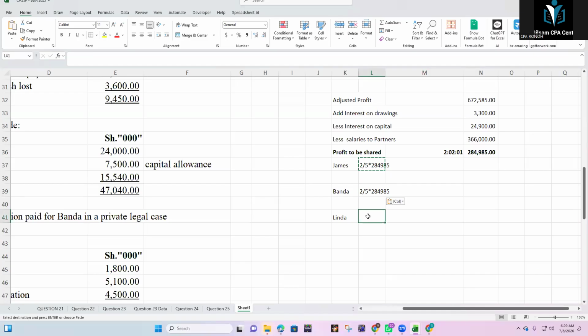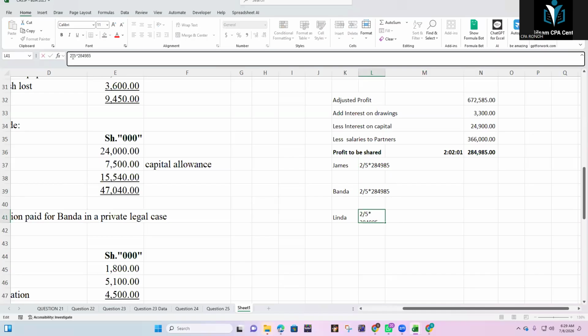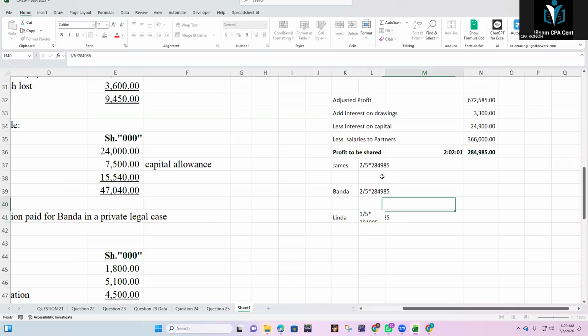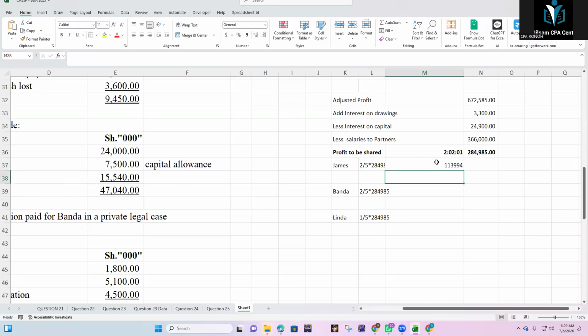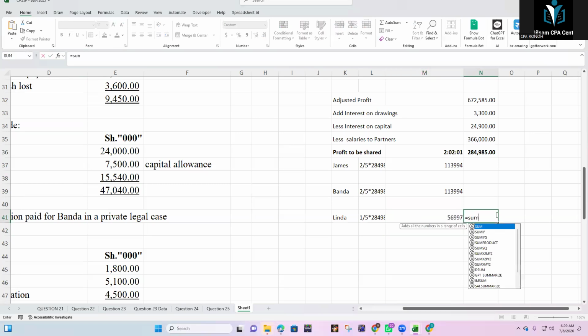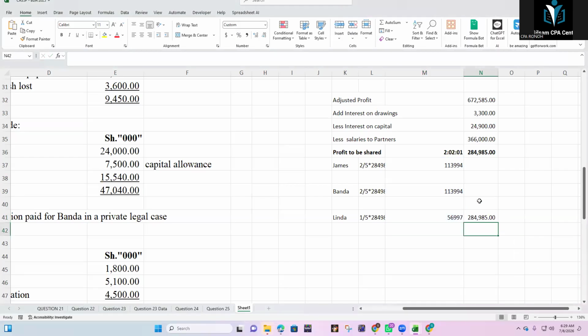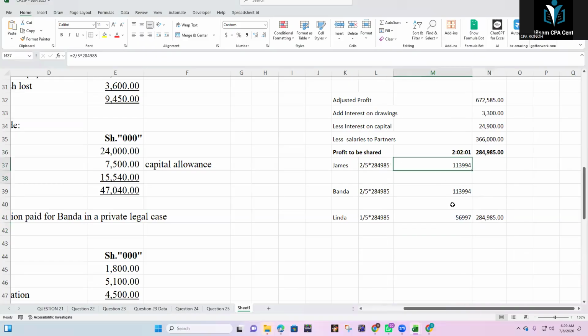And this will be 1 over 5. That's it. At the end, it will come to the same amount. This gets a nil there. So from this now, this is the one which we subject to graduated scale.